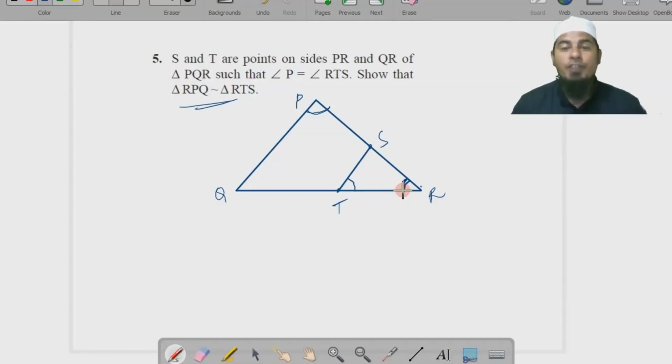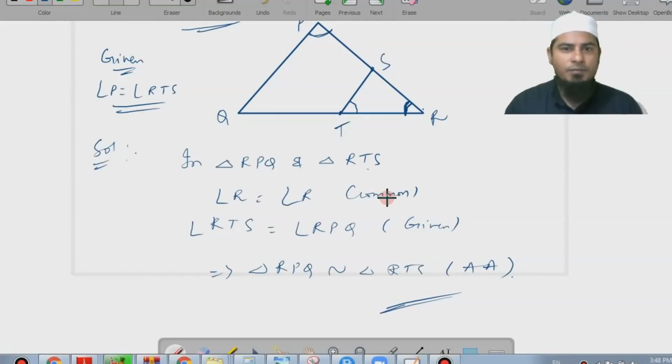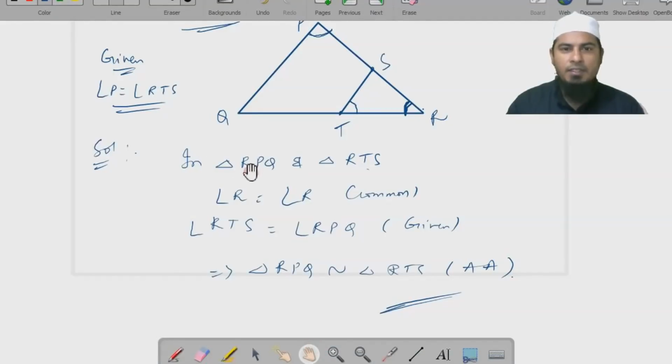But writing in order is very important. Write the first letter where the common angle is there, then the given equal angle. Triangle RTS is similar to triangle RPQ, and that is very simple to write. In these two triangles, this angle is equal to this angle. This angle is common in both triangles, so these two triangles are similar by AA similarity criterion. This is the solution for this. That's all. Simple. In these two triangles, angle R is equal to angle R common, angle RTS is equal to angle RPQ. Then these two triangles are similar by AA. Writing order is important. So I hope you understood.